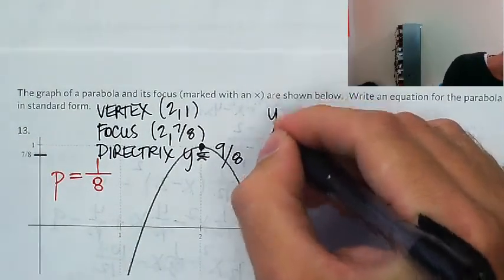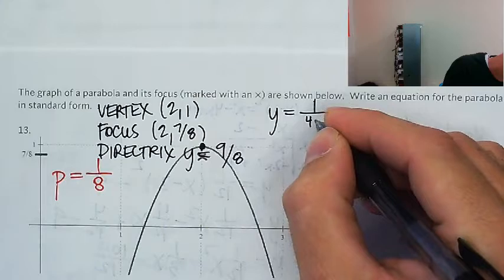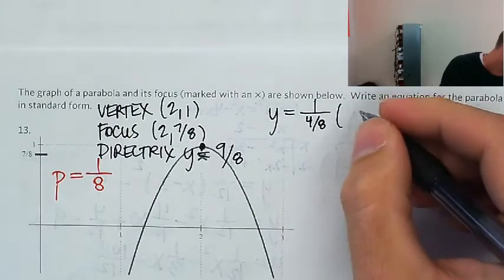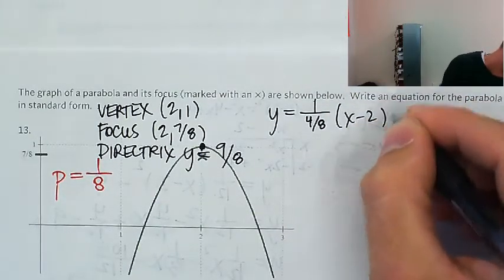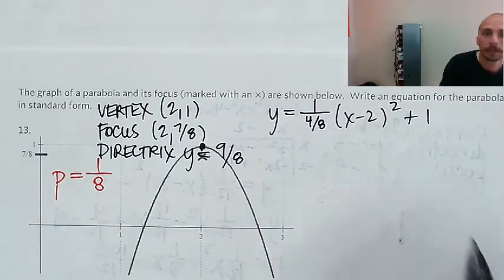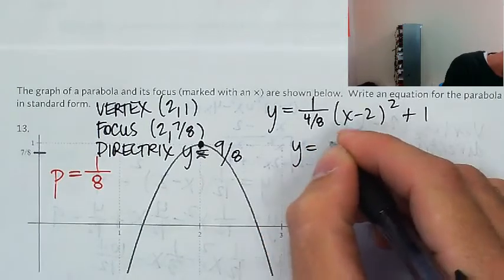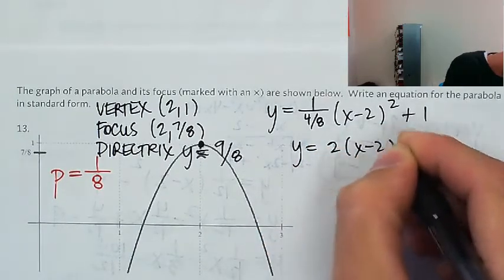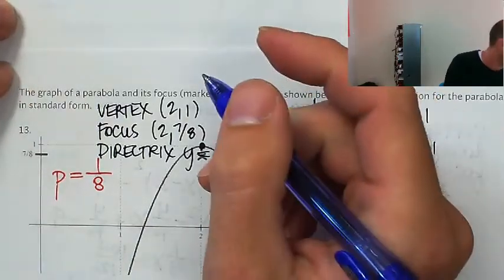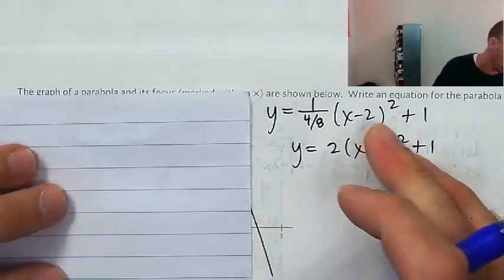I'm going to start with vertex form. y equals 1 over 4p. 4 times 1/8 is 4/8, times x minus the x coordinate squared plus the y coordinate. Well, 1 over 4/8 is divided by 4, so y equals 2 times x minus 2 squared plus 1. Maybe I need to find out what x minus 2 squared is.